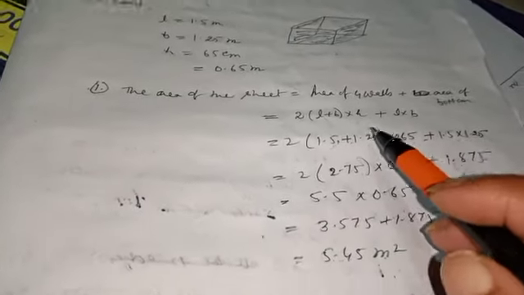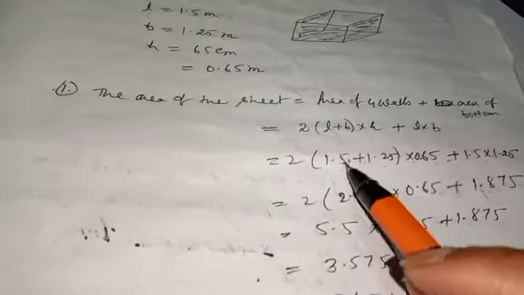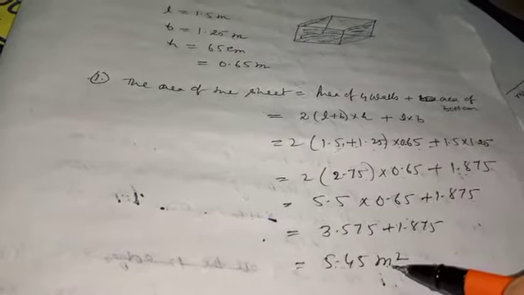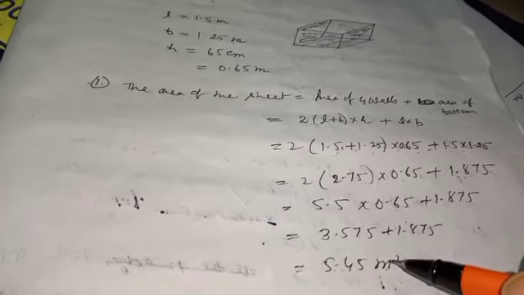Understood? I mean to say, if you want to write the unit for each of the dimensions, you can write it there. After that, you will get meter square again. If you don't want to write it then, you can write it at last also. Clear?